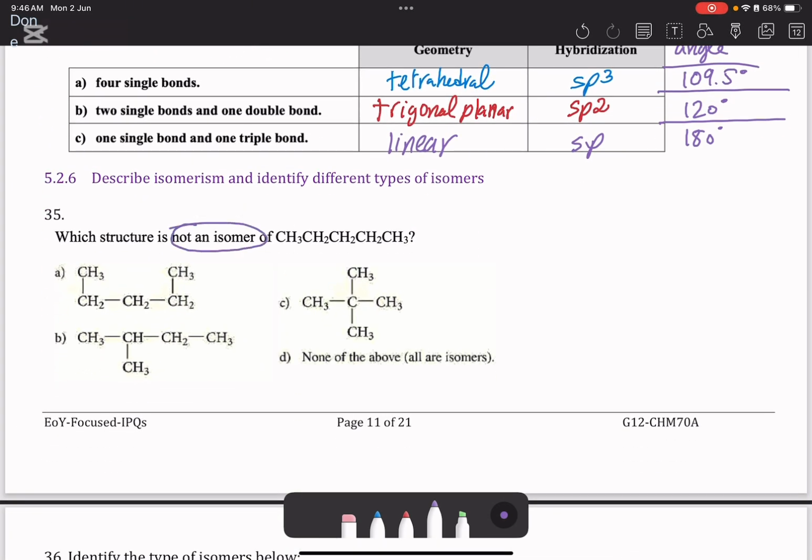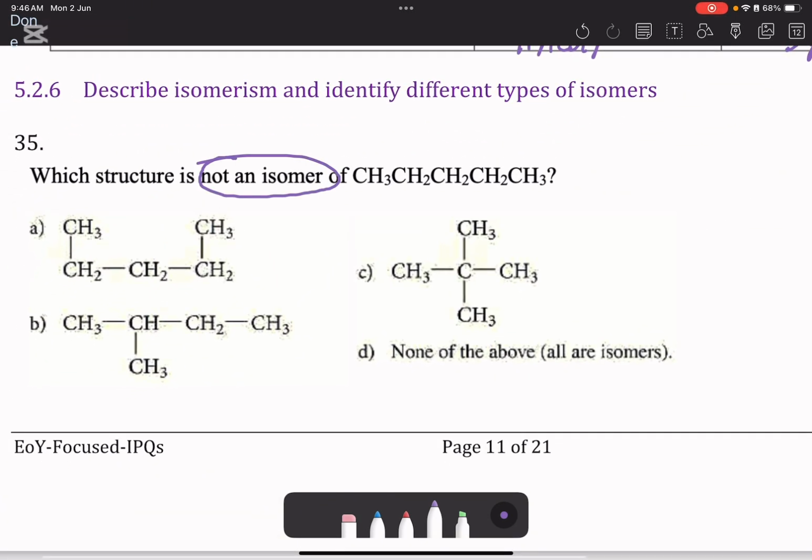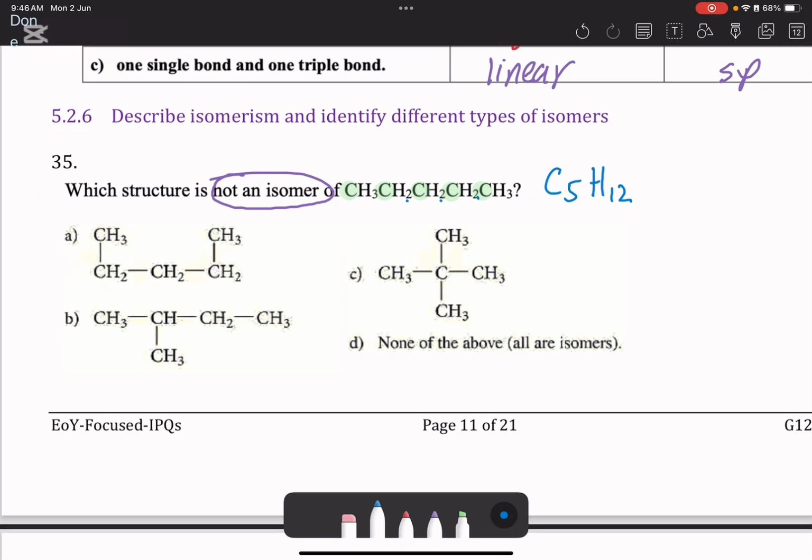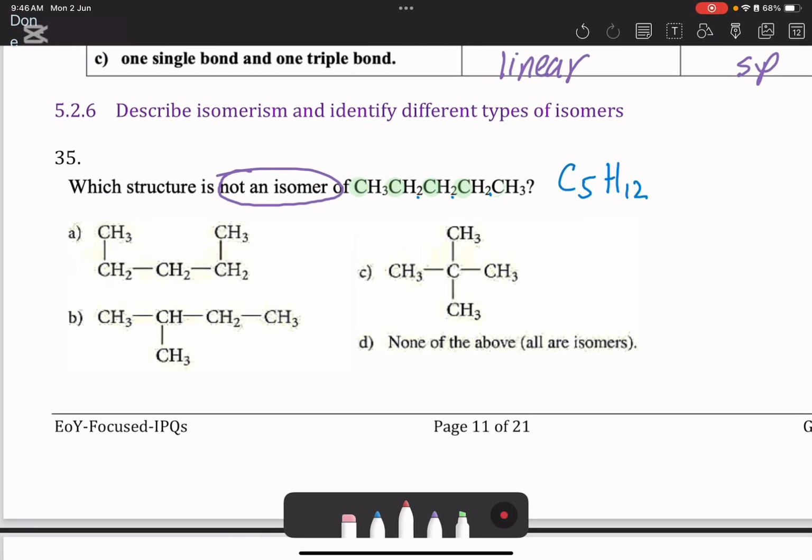Isomers. Which structure is not an isomer? So it means that in this question, 3 of them are isomers, having the same molecular formula as this one, but it's simply not the same compound. So first of all, let's count. 1, 2, 3, 4, 5. That's C5, and H, I have 2, 4, 6, 12. Okay, now looking at this one, that's not an isomer. That's identical.